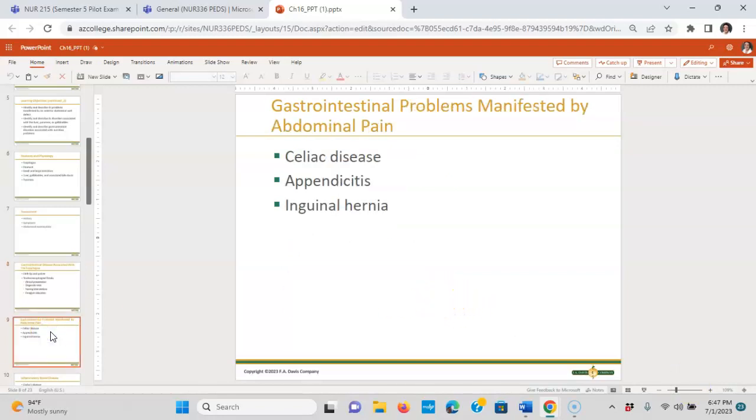And then some problems manifested by abdominal pain. Celiac disease is the big one. Celiac disease is an immune-mediated response to the ingestion of wheat and other prolamines in genetically susceptible people. So when you talk about this, I want you to remember the BROW diet. Feel your eyebrow and remember brow: bread, barley, rye, wheat, oats. So they cannot eat gluten, which is a protein found in oats, wheat, rye, and barley.